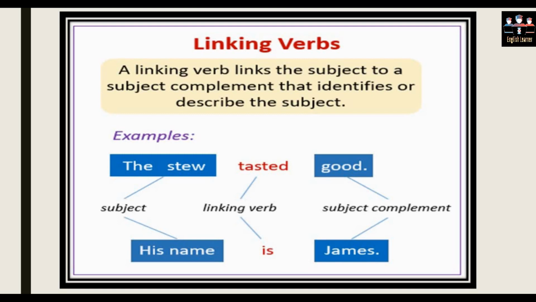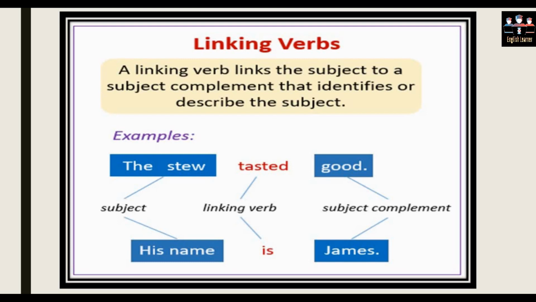Example number 2. His name is James. In this example, his name is the subject, is is the linking verb, and James is the subject complement. Now in this example, is is acting like a bridge between his name and James. So a linking verb always acts like a bridge between the subject and subject complement. They are also called copular verbs.